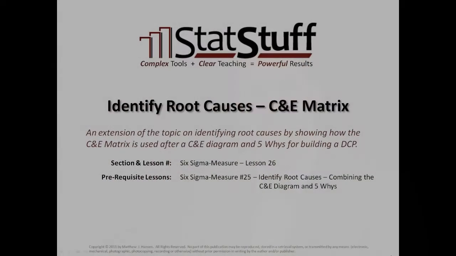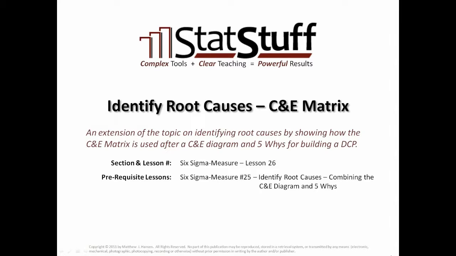This lesson is part of an extended discussion on identifying potential root causes for eventually building a data collection plan, or DCP. In this lesson, I'll build on the previous lessons by discussing how to narrow down the potential root causes that were identified in the C&E diagram and 5 whys concept by using a cause and effect matrix, or C&E Matrix. The C&E Matrix is that next step which can be essential when trying to build the DCP.